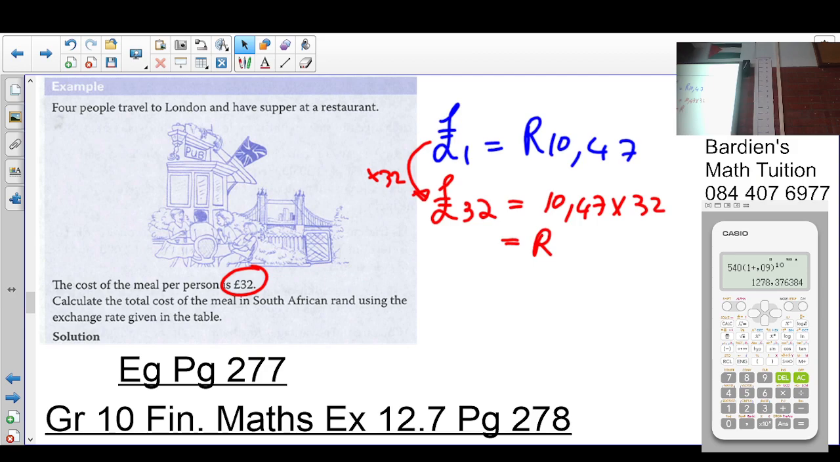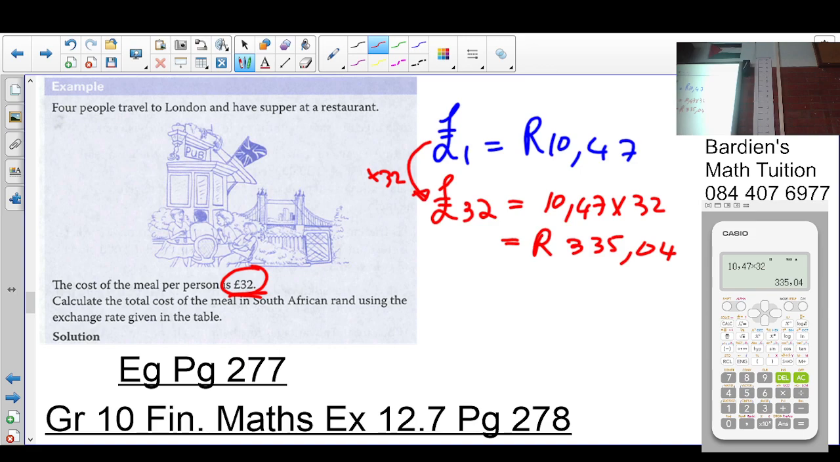And now Ms. Hendricks has got her own calculator. 10 rand 47 multiplied by 32 gives us 335 rand and 4 cents. People, this is what one person is paying. I take my whole family out for that today. I'm shy to say this, each person paid it.